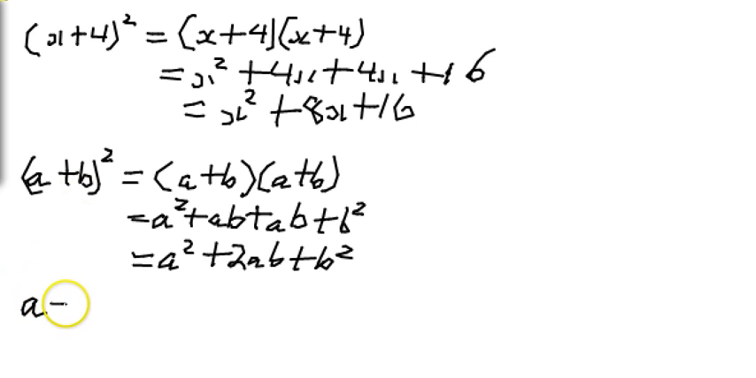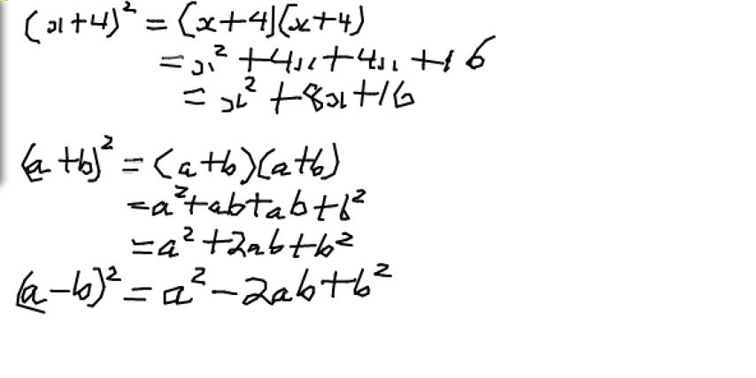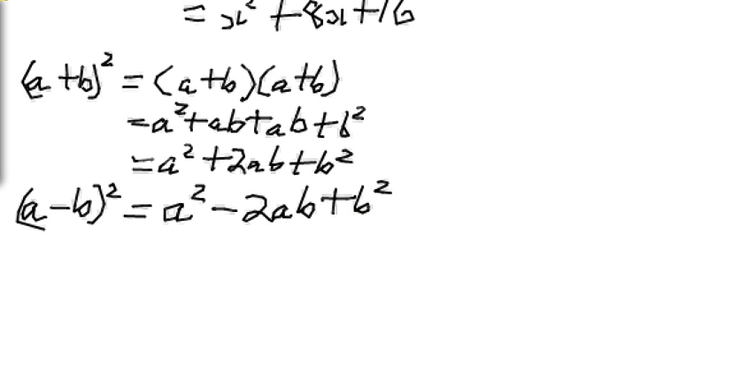Okay, what if it's a minus? (a minus b) squared. You square the first term, a squared. You multiply a times negative b, giving you negative ab, and you double that, so you get minus 2ab, and then you square the last term, which, since it's a negative and it's squared, will end up as a positive. You get a squared minus 2ab plus b squared. Okay, so let's see this in action on something a little more complicated than just an a or a b.